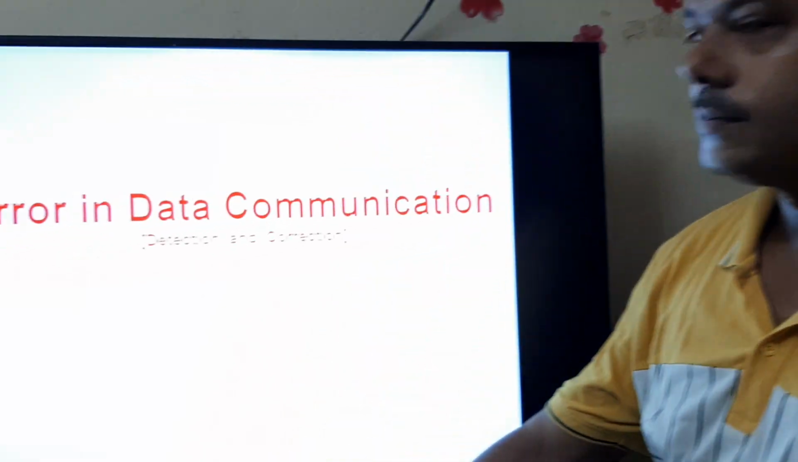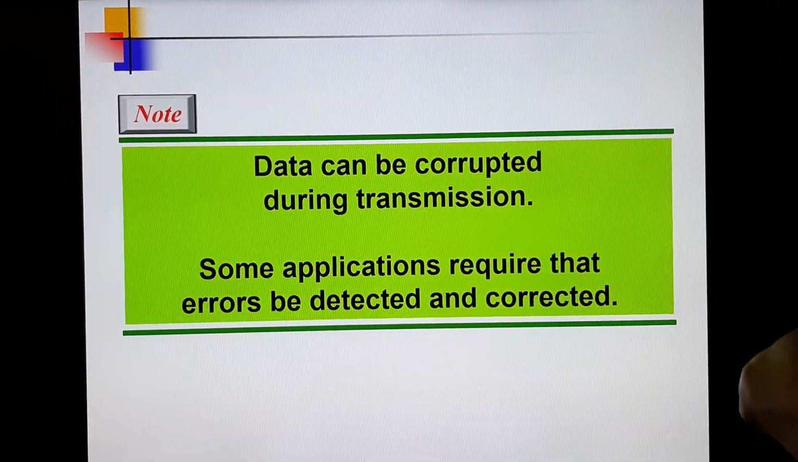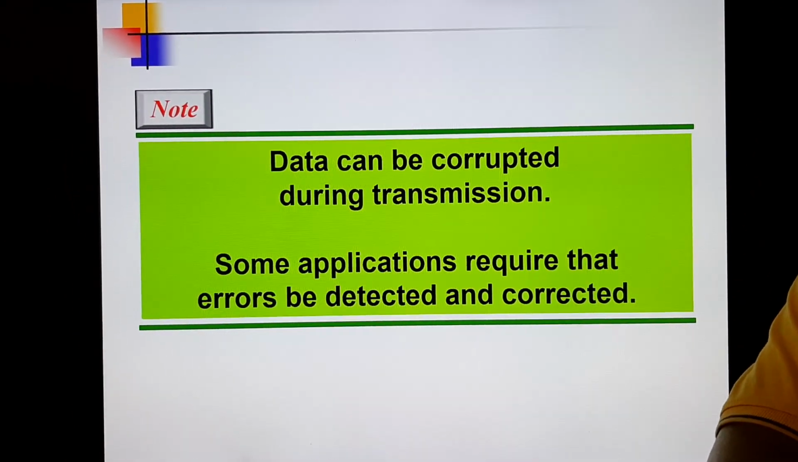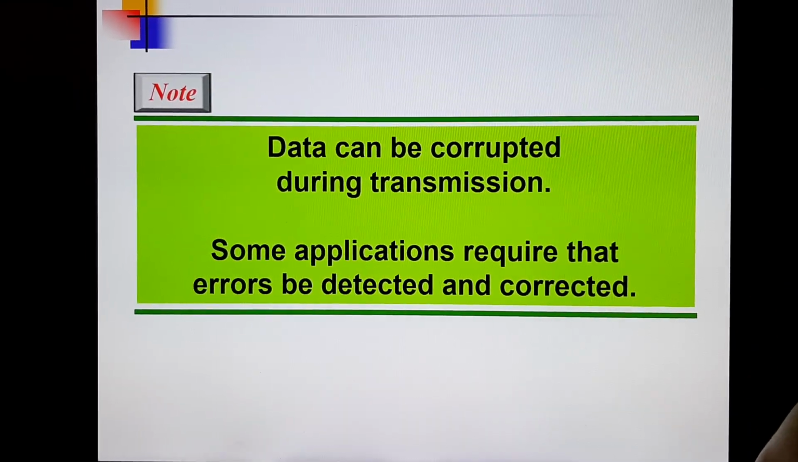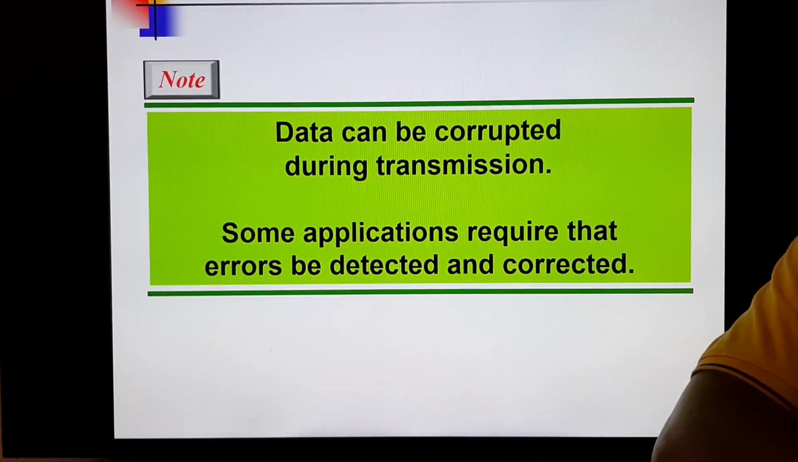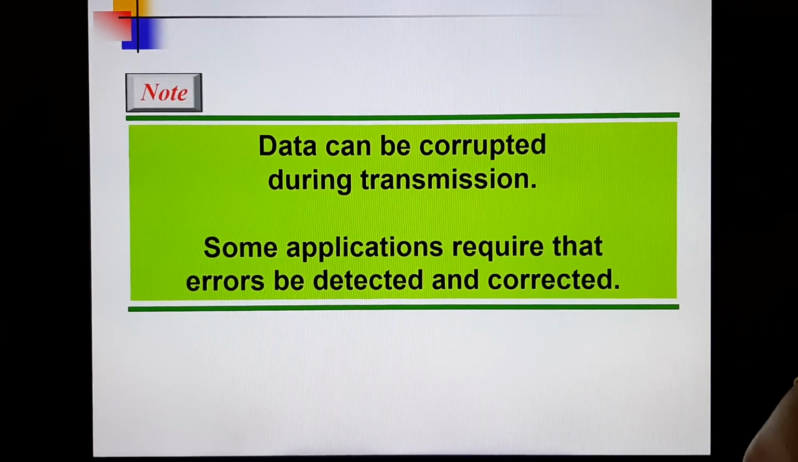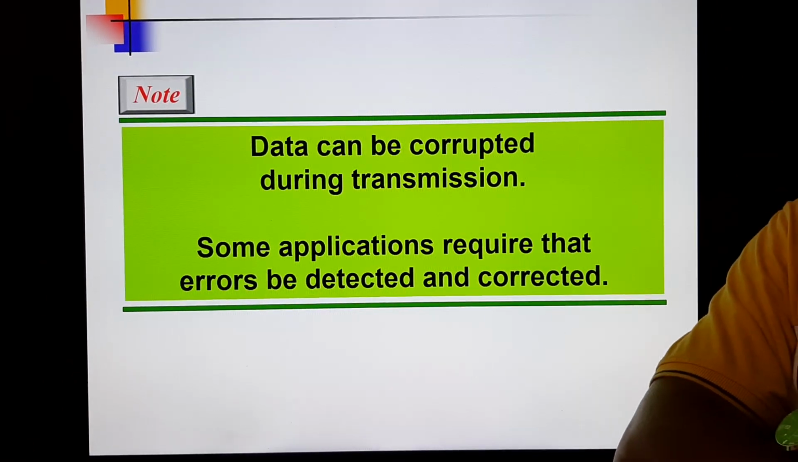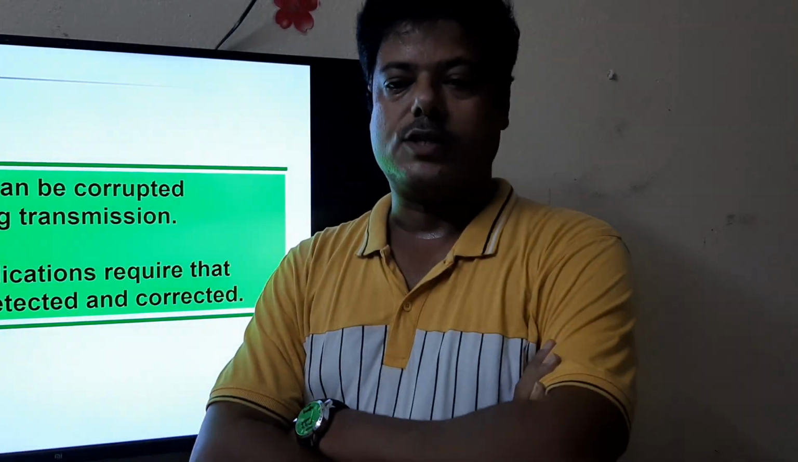Let's continue the topic. Data can be corrupted during the transmission because generally the transmission mediums are noisy. Noiseless is very rare. On average, the communication medium is noisy. So, there is the possibility of error in the transmission medium.